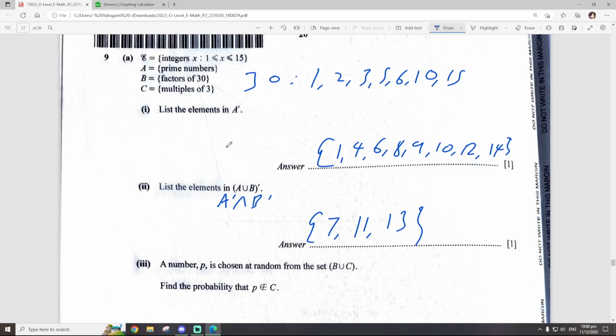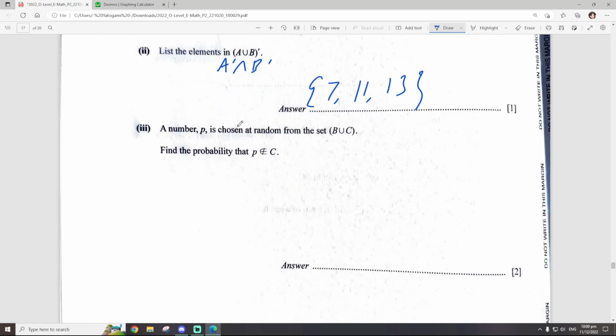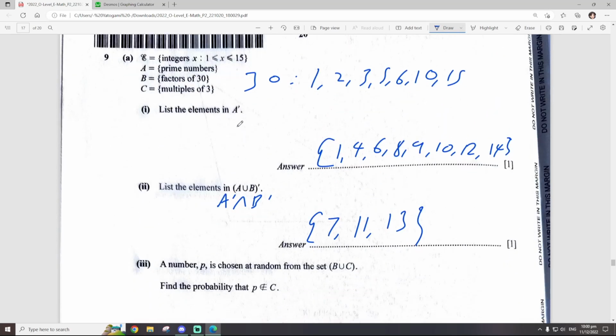A number P is chosen at random from the set B union C. What is the probability that P is not an element of C? So what is B union C? I have all these numbers and I have a multiple of 3. So C, what is this? It's actually 3, 6, 9, 12, 15, right?